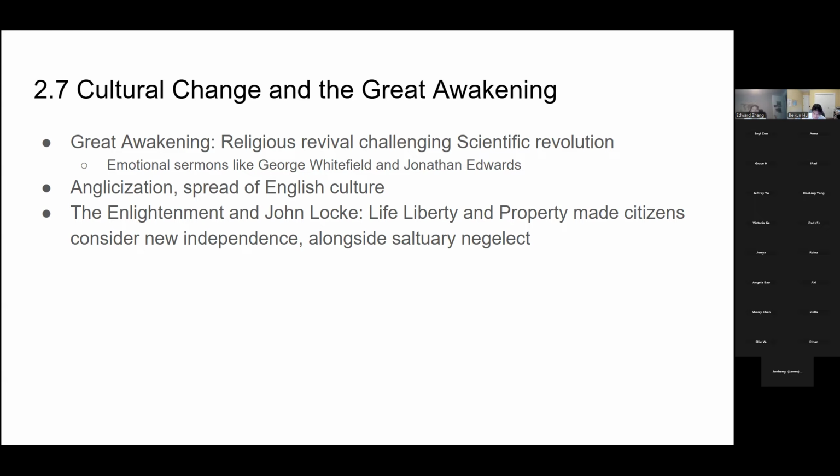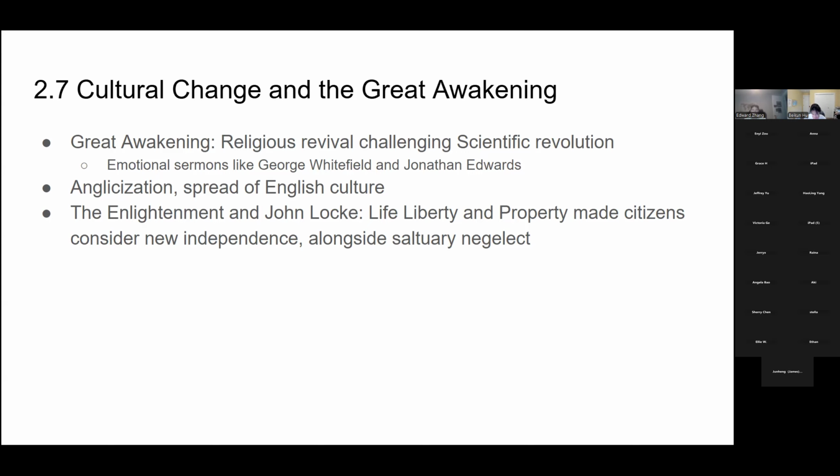And then another vocab term that you probably should know is Anglicization. And this is just the spread of English culture. And the reason why it's called Anglicization is because the English people, right, they're called the Anglo-Saxons. So if you know that, then you can just figure out what Anglicization means.